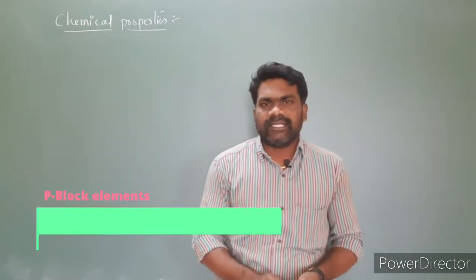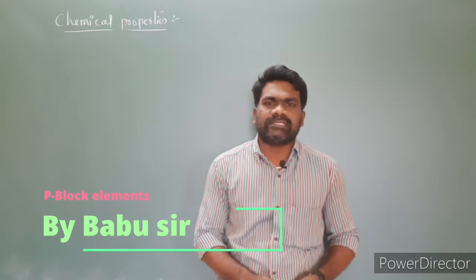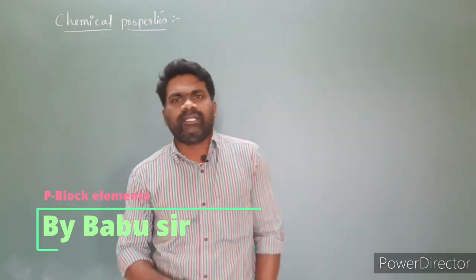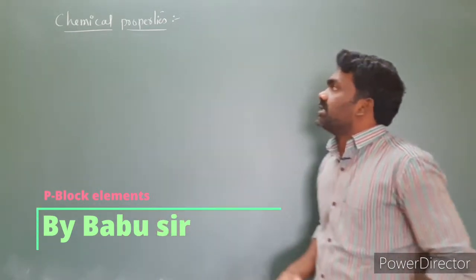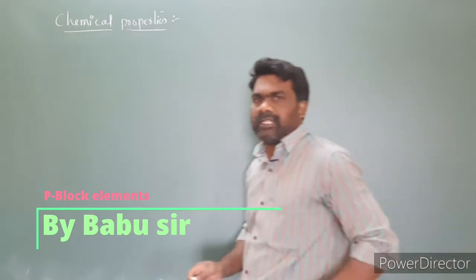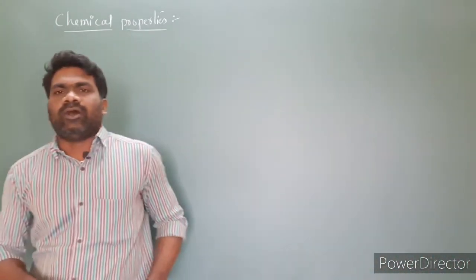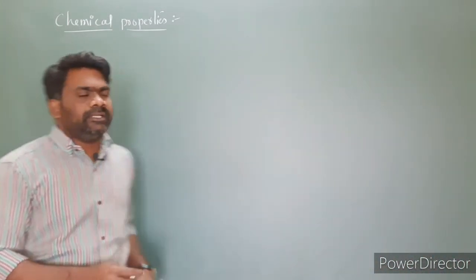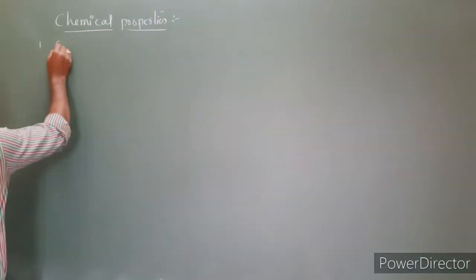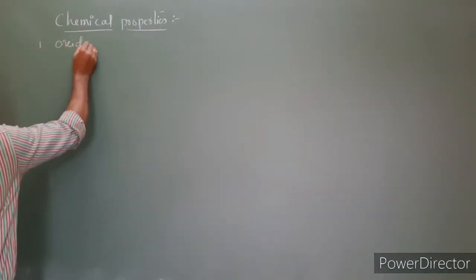In the last class you learned the occurrence, atomic properties and physical properties of group 17 elements. Today's topic is the chemical properties of group 17 elements. First one, oxidation states.